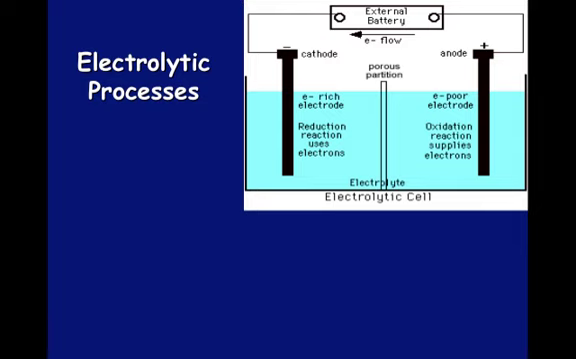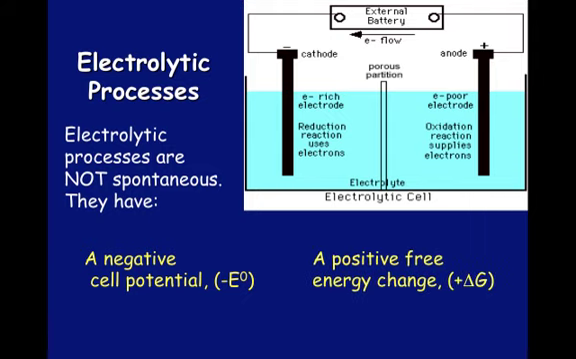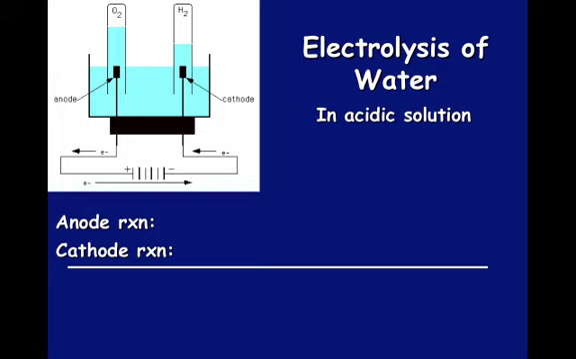Not spontaneous. Good. So, electrolytic processes are not spontaneous because you're forcing it with an external power source, usually a battery. We have a negative cell potential, which means what is delta G going to be? Correct. Positive delta G. So again, electrolytic processes are the opposite of galvanic processes in that the anode and the cathode are switching sides. So anode is still oxidation and cathode is still reduction, but the electrons are flowing in the opposite direction compared to that of a galvanic cell.